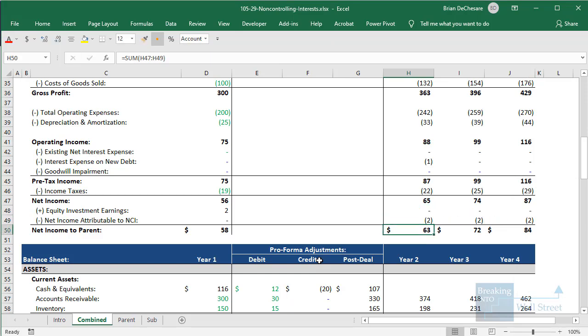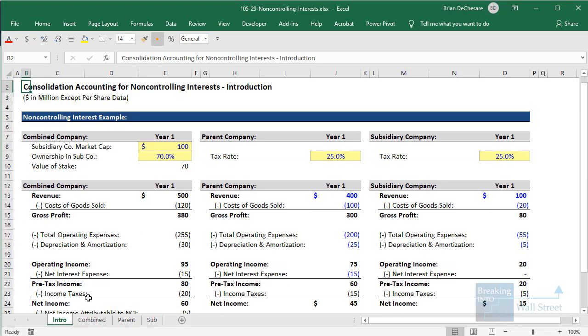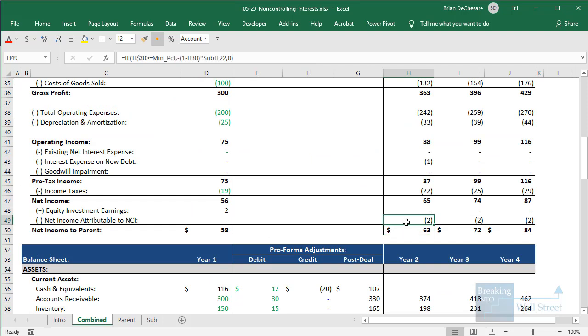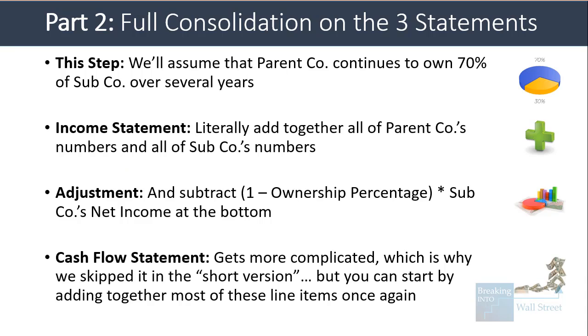So it's a little more complicated than the very simplified example in the beginning, but it's still the same basic concept with net income attributable to non-controlling interests. The cash flow statement gets more complicated, which is why we skipped it the first time around.